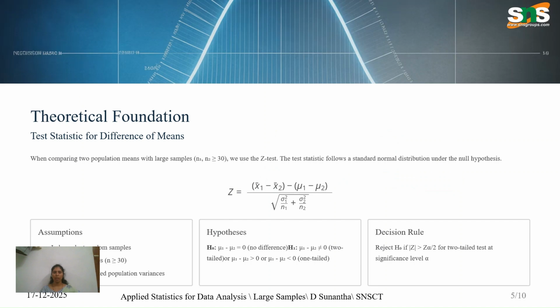Next is to know the estimated population variances. Then the null hypothesis and alternative hypothesis are framed such that H naught is mu1 equal to mu2 as the null hypothesis, and H1 is mu1 not equal to mu2, or mu1 greater than mu2, or mu1 less than mu2 as the alternative hypothesis. Next, decision making is based on the Z formula, which is the normal distribution.